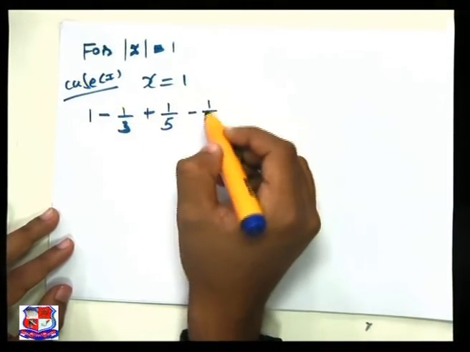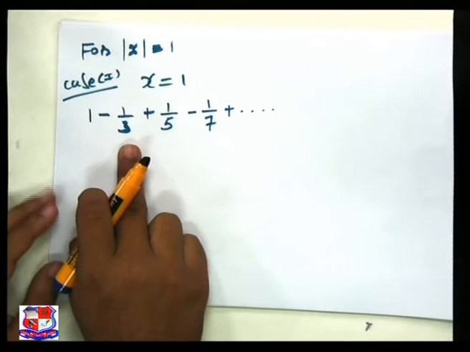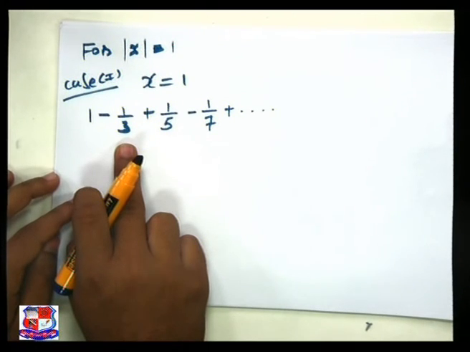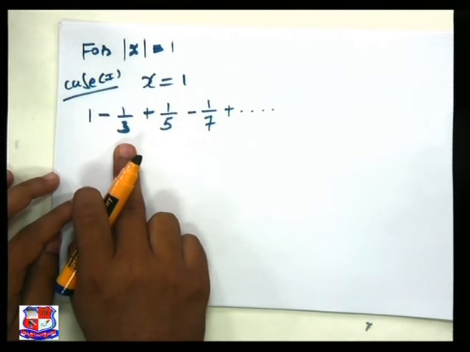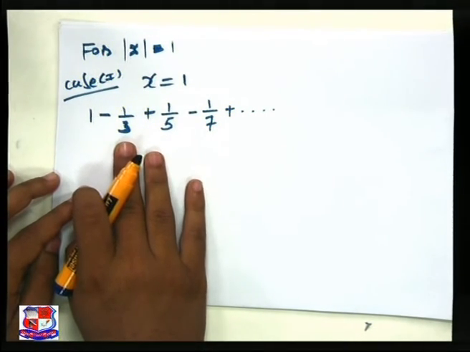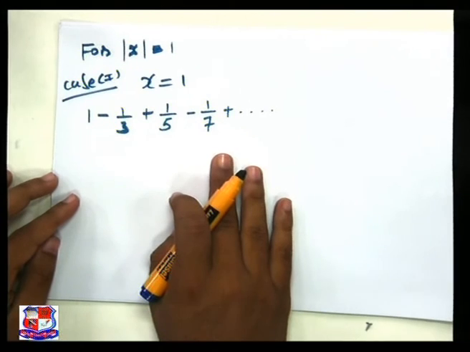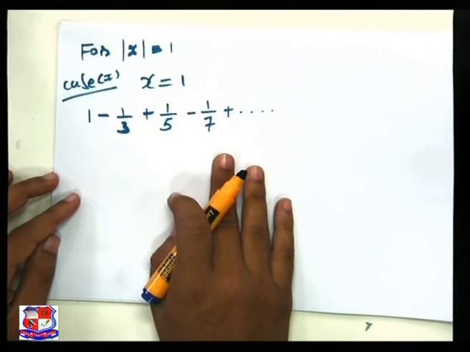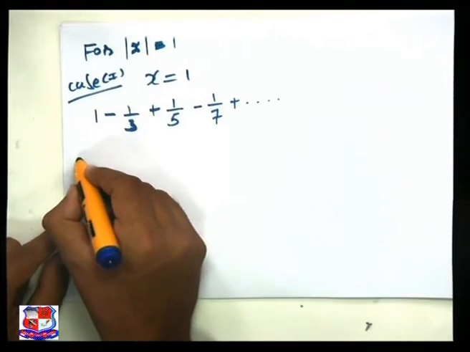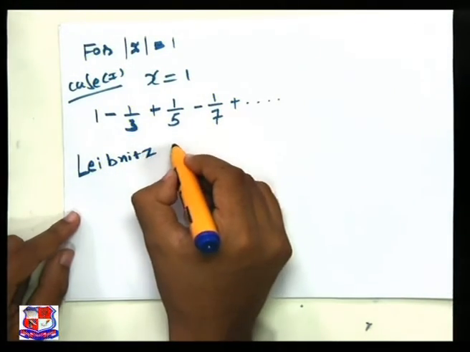You can also check that the fourth term of this series is 1 upon 7, right? For this series we have to check individually, and we cannot apply the ratio test here. This is an alternating series. Now for an alternating series there is also one test, called the Leibniz test. What is the test? Leibniz test.